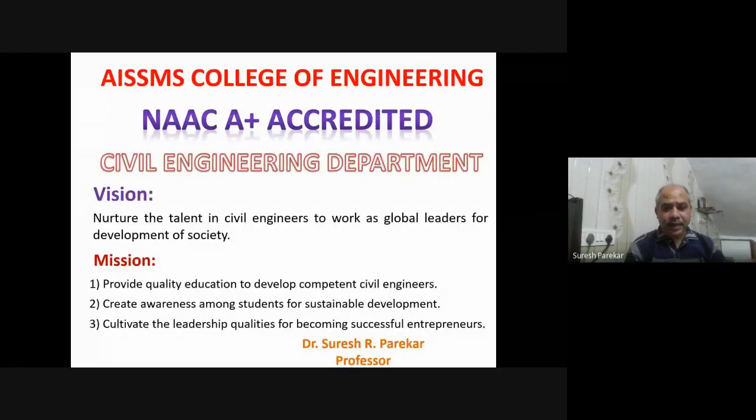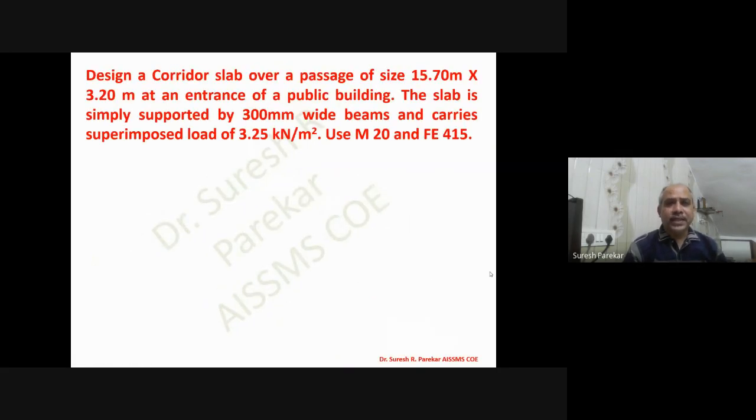Simply supported slabs. The steps and clauses related to slabs we have already seen in the last video, so we will not go into detail on all of them. Now we will solve this problem: design a corridor slab over a passage of size 15.7 meter by 3.2 meter. The slab is simply supported on 300 mm wide beams and carries a superimposed load of 3.25 kN/m², M20 and Fe415.